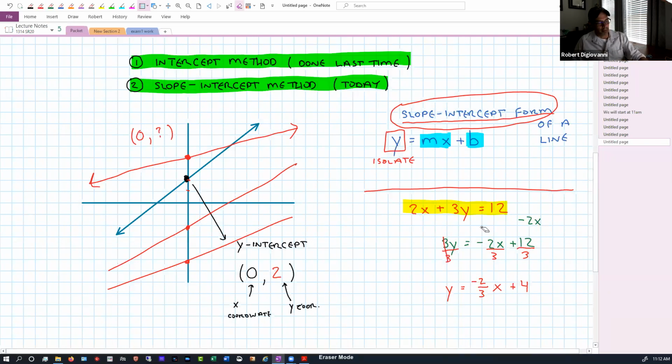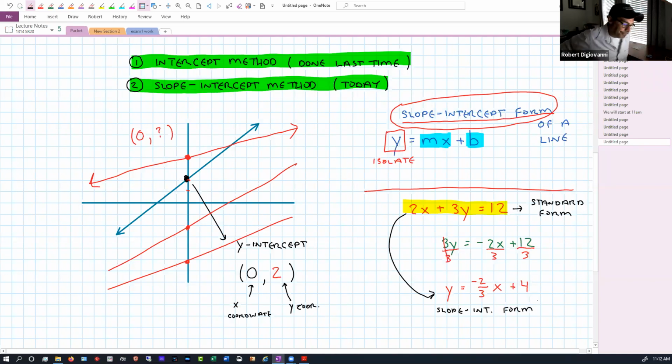So I'm going to go back up and erase this. The one that we started with is called the standard form. All we've done to get from here down to here is convert it into the slope-intercept form. I'm just going to put Slope-Int. Okay, that's the slope-intercept form of the line.